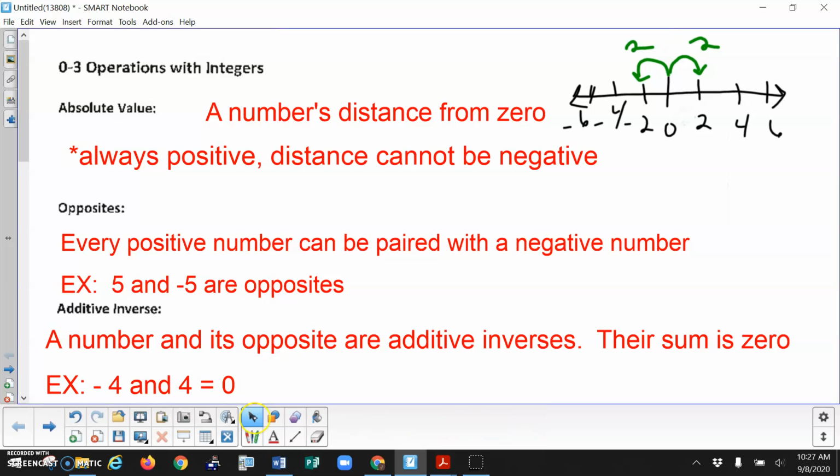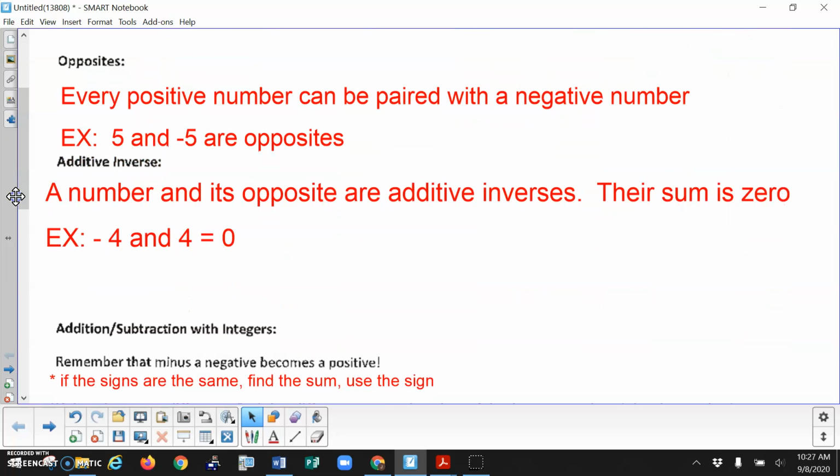Opposites. Every positive number can be paired with a negative number, and those two things are opposites of each other. 5 and -5 are opposites. For your additive inverse, if you have a number and its opposite and you add them together, their sum is going to be 0. Any number that when you add it to another number gives you 0, those two numbers are called additive inverses.